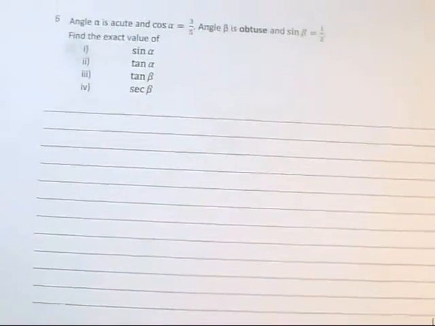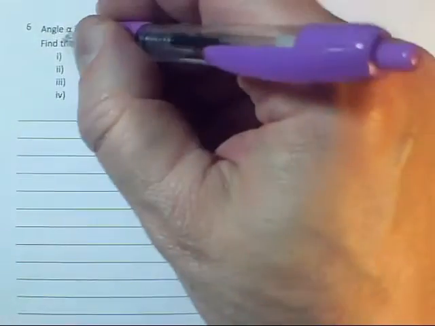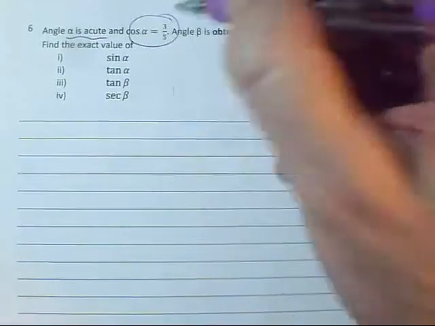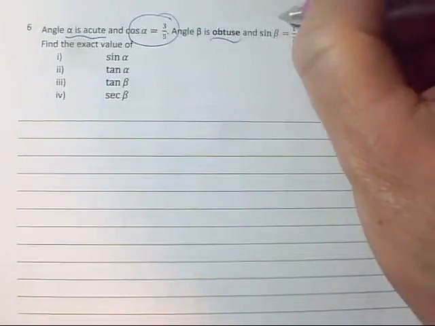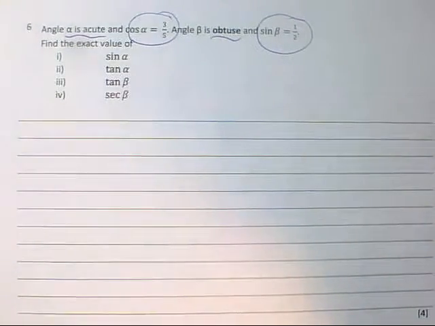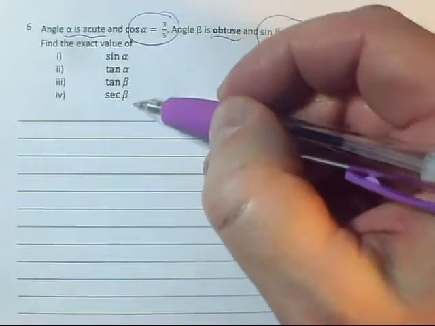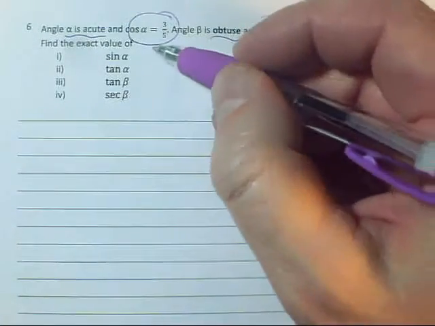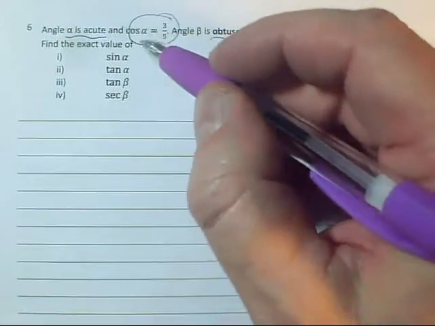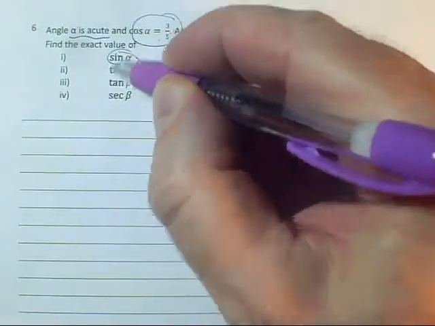Okay, so on this question here, we've got an acute angle, and we've got cos of that acute angle, and we've got an obtuse angle, and we know sine of that obtuse angle, and we've got to get various related things. So for the alpha ones, we know cos of alpha, we want to know sine of alpha.